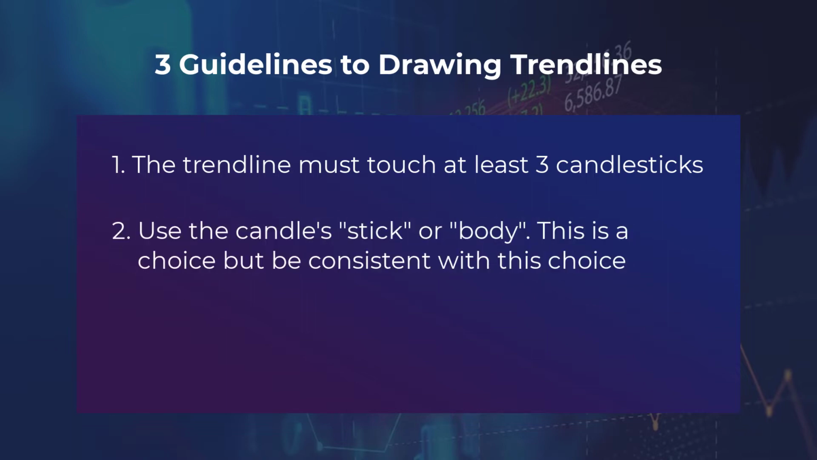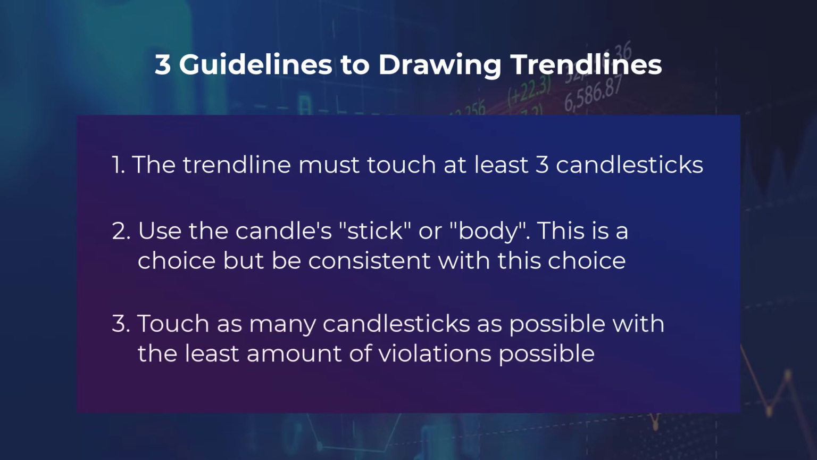Now, when you're drawing your trend lines, you can use the candlestick or the candle body to draw the trend lines, but make sure you make your choice consistent. So if you've chosen to use candlestick bodies, make sure that your trend line always intersects with the candlestick body wherever possible. Now, when you're drawing your trend line, make sure you touch as many candlesticks or bodies, whatever you've chosen, as possible. So this will dictate the direction and the shape of your trend line.